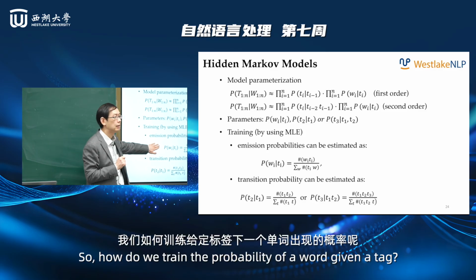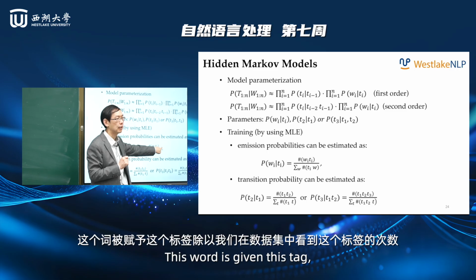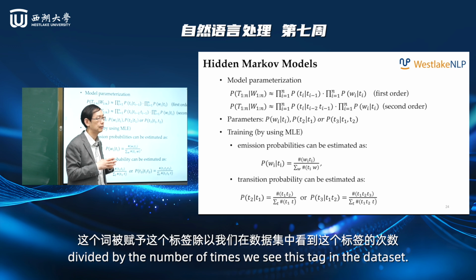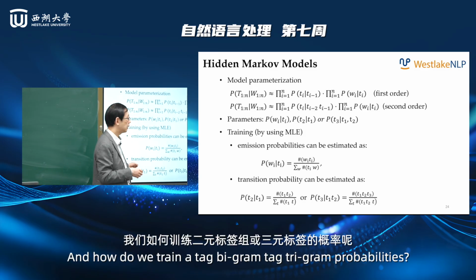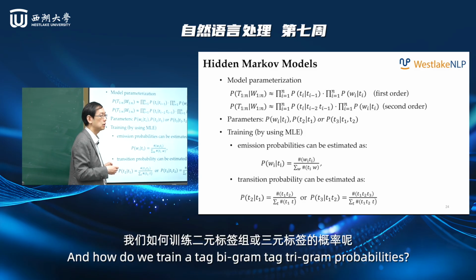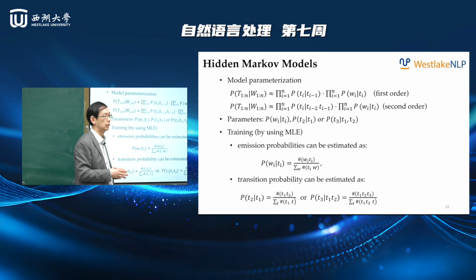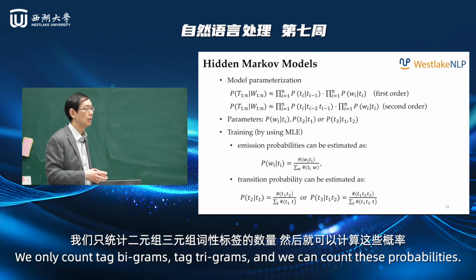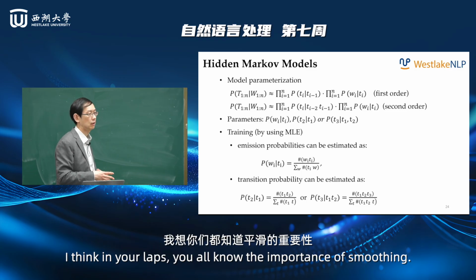So how do we train the probability of a word given a tag? We count the number of times in our data set, okay, this word is given this tag, divided by the number of times we see this tag in the data set, right? So that's how we train a conditional probability. And how do we train tag bigram, tag trigram probabilities? Oh, we have already learned bigram, trigram language models. So it's the same, right? We only count tag bigrams, tag trigrams, and we can count these probabilities. And of course, you need smoothing. I think in your labs, you all know the importance of smoothing, right?